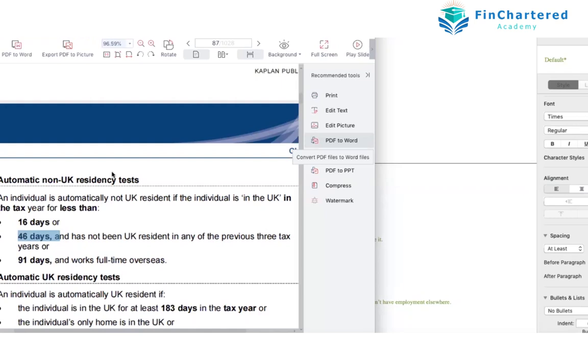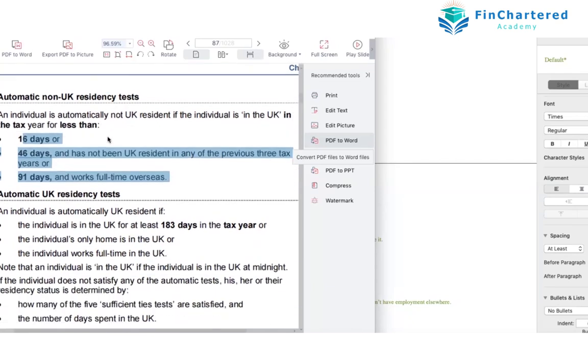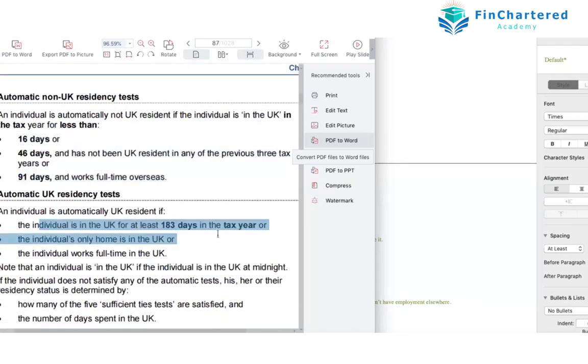Now, it doesn't matter if last year you were a resident or not. With 70 days, you've crossed the 46 days. But it's not like you have an employment somewhere else. You don't. So you don't fulfill any of these criteria. So we will check if you fulfill this criteria. You did not stay in the UK for 183 days. And you don't have a house in the UK. Maybe you were staying with somebody for a couple of days. And you don't have a job in the UK.